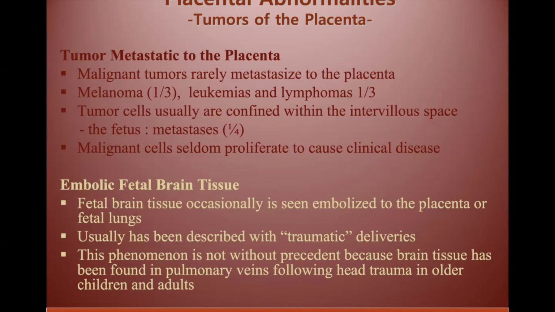Another tumor of the placenta is embolic fetal brain tissue. Fetal brain tissue occasionally is seen embolized to the placenta or fetal lungs. It usually has been described with traumatic deliveries. And this phenomenon is not without precedent because brain tissue has been found in pulmonary veins following head trauma in older children and adults.